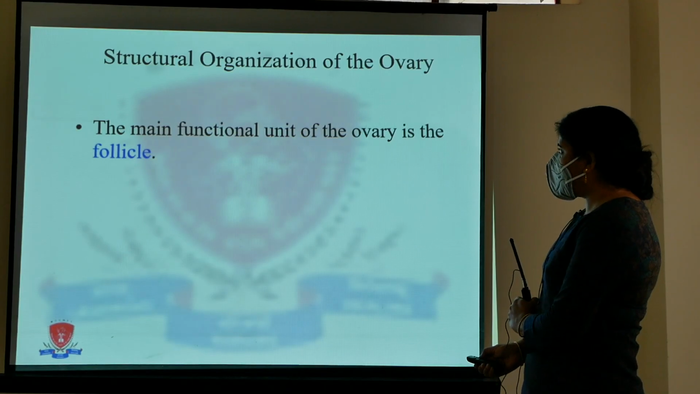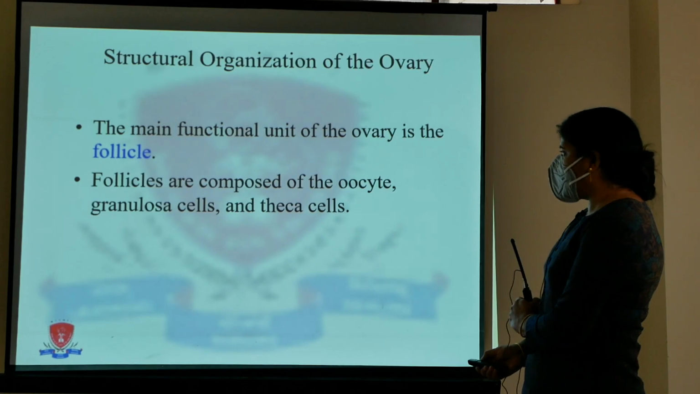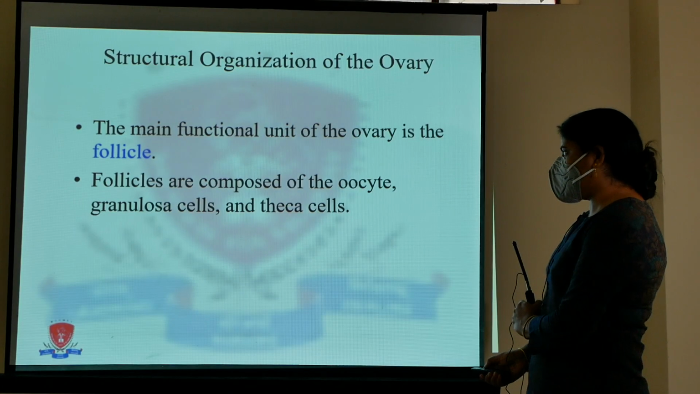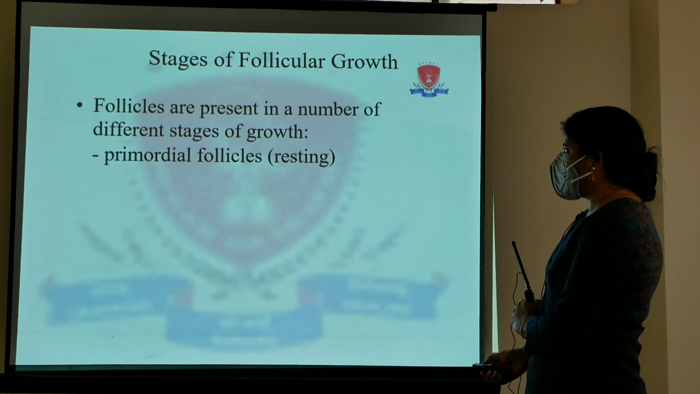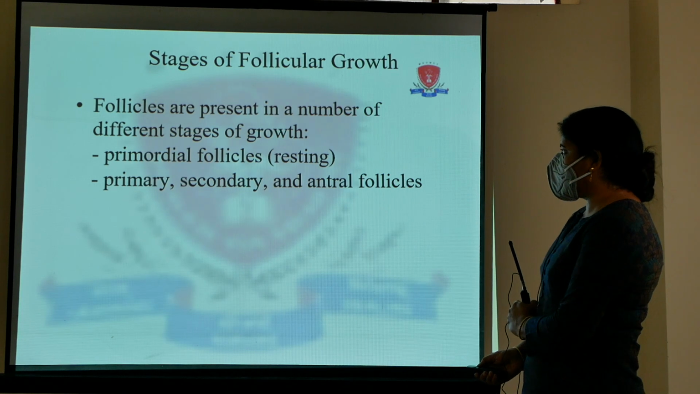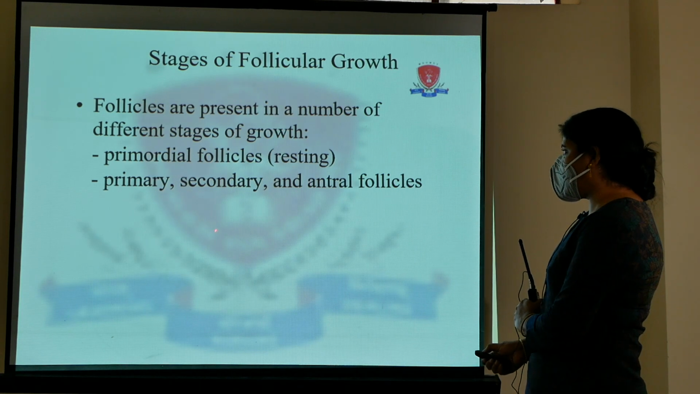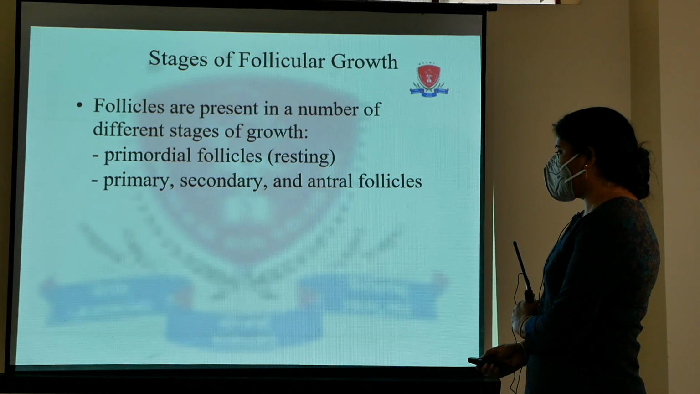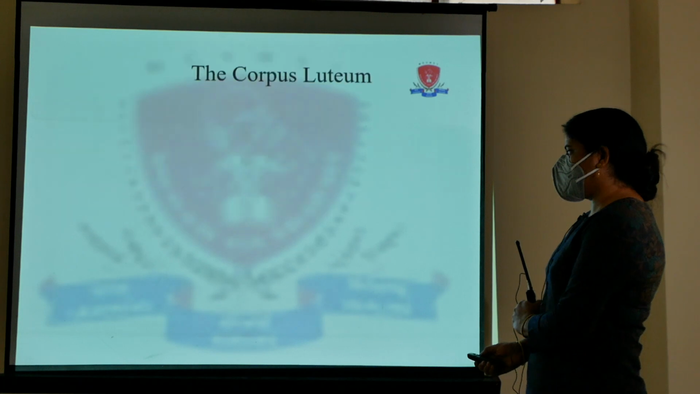The main functional unit of the ovary is the follicle. What are follicles? Follicles are composed of the oocyte, the granulosa cells and the theca cells. They are present in a number of different stages of growth: the primordial follicle, primary, secondary and antral follicles, and pre-ovulatory or Graafian follicles.